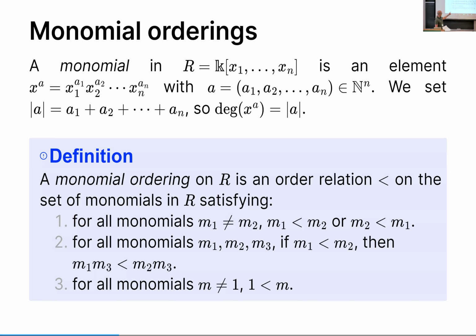And there's a third condition, which says that I want 1 to be the smallest monomial of all. There's a bunch of problems that deal with monomial orders, and you can rephrase some of these conditions in other ways that are useful for some proofs. But this is the definition that I'm going to adopt.